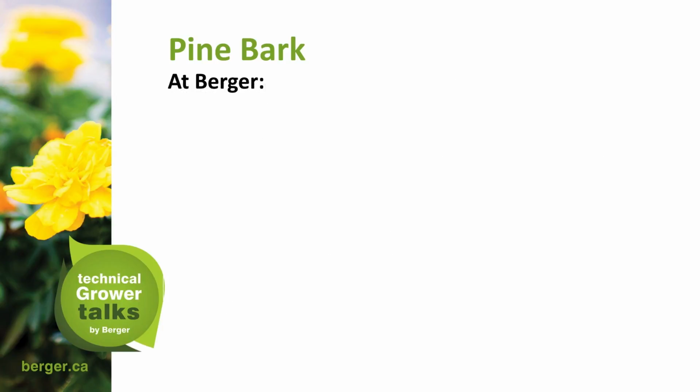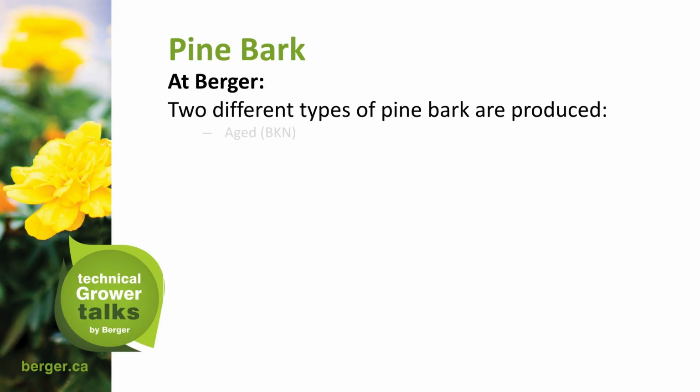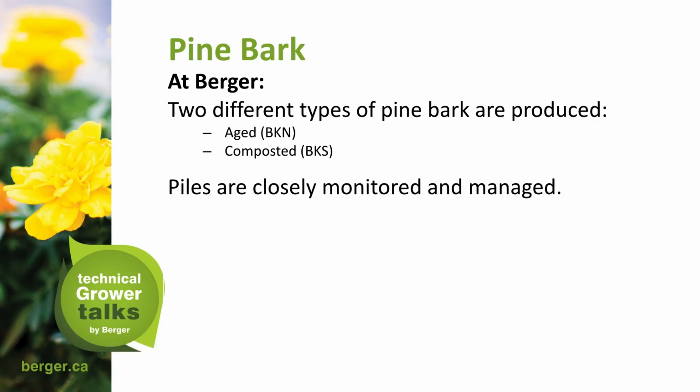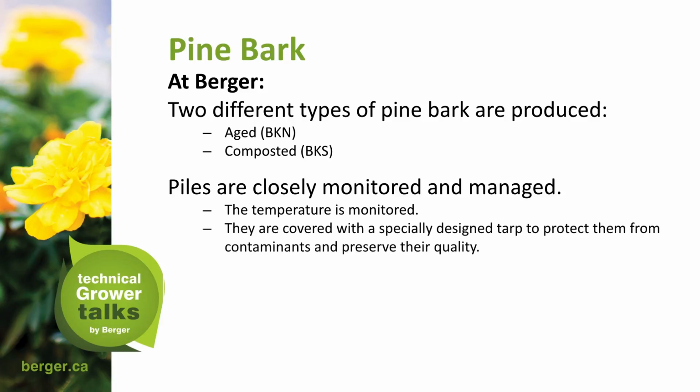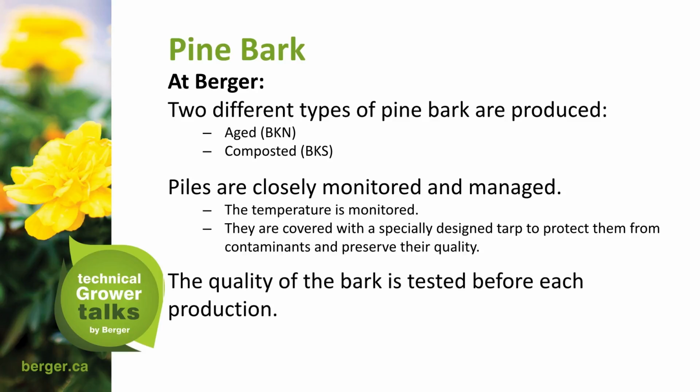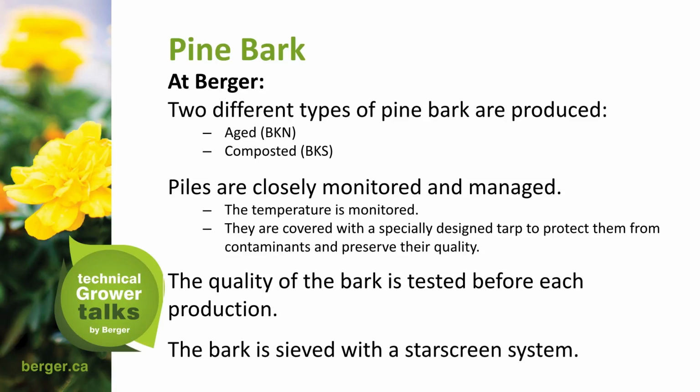At Berger, two different types of pine bark are produced. We have aged bark, BKN, northern bark, and composted BKS, which would be the southern bark from down south. Piles are closely monitored and managed. Temperature is monitored. They are covered with a specifically designed tarp to protect them from contaminants and preserve their quality. The quality of the bark is tested before each production. The bark is sieved with a star screen system.